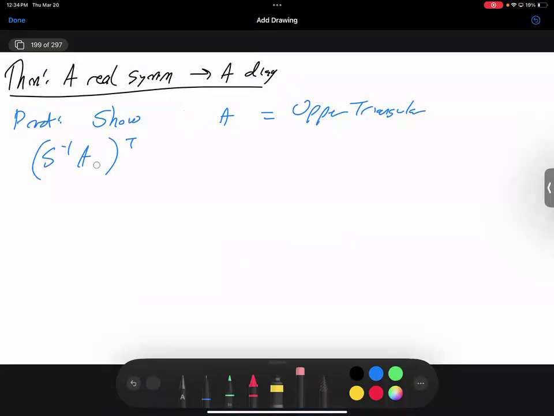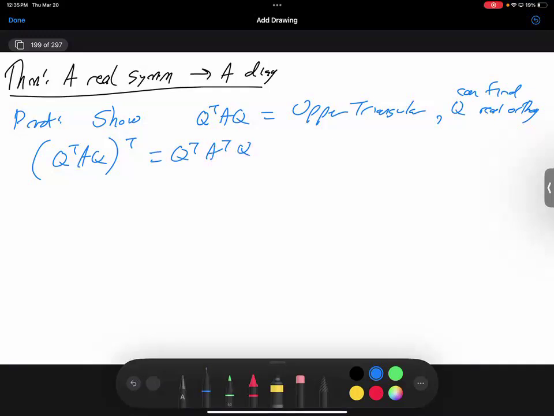Actually, I want to use that there's an orthogonal matrix where I can do this. So I'm going to have Q transpose AQ. Q is a real orthogonal matrix. I can find such a Q. So imagine I can find a Q so that Q transpose AQ is upper triangular. What kind of matrix is Q transpose AQ? If I take the transpose of that, I get Q transpose A transpose Q transpose transpose. What's A transpose? What's the transpose of the transpose of Q?